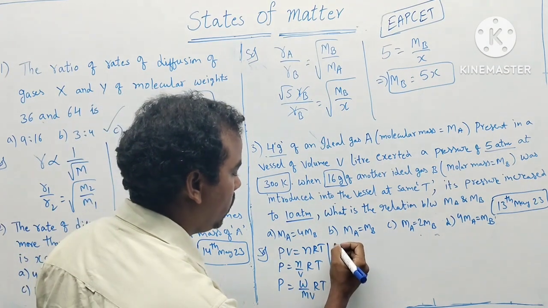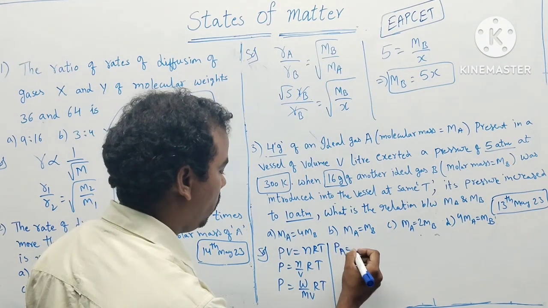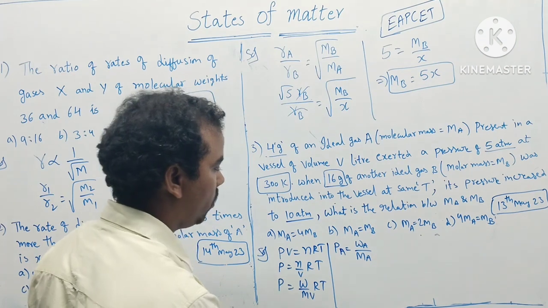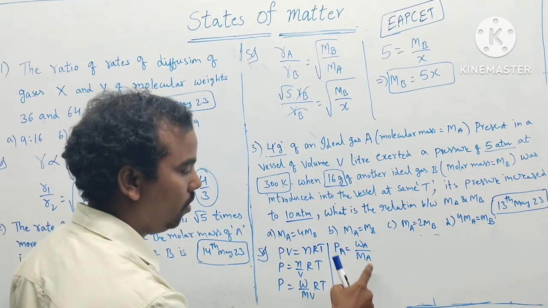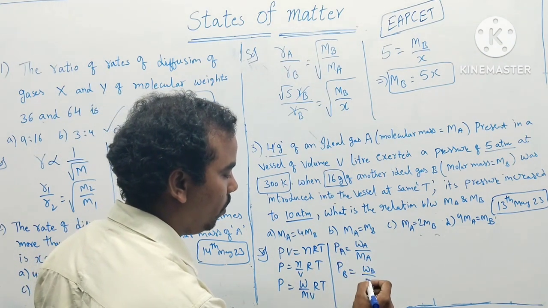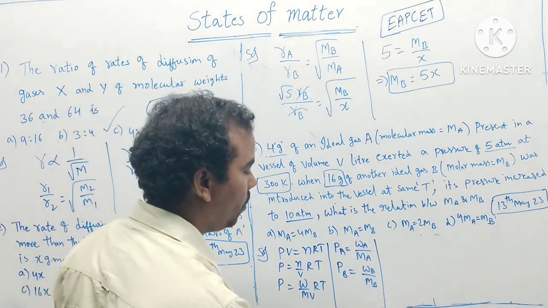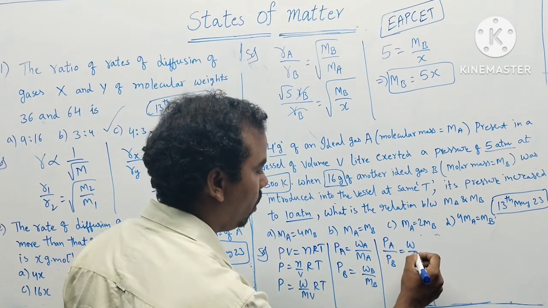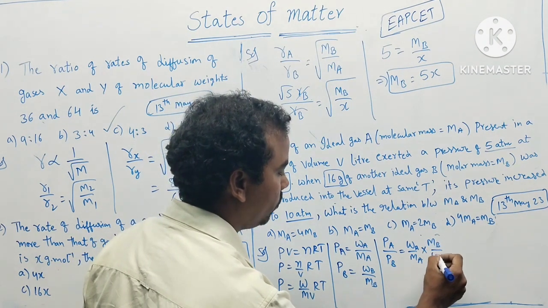So for the first gas, PA is equal to WA by MA. At the same temperature, T is constant, R is constant, and volume is constant. So PA is WA by MA, and PB is equal to WB by MB, because volume, R, T are constants. So then PA by PB is equal to WA by MA into MB by WB.